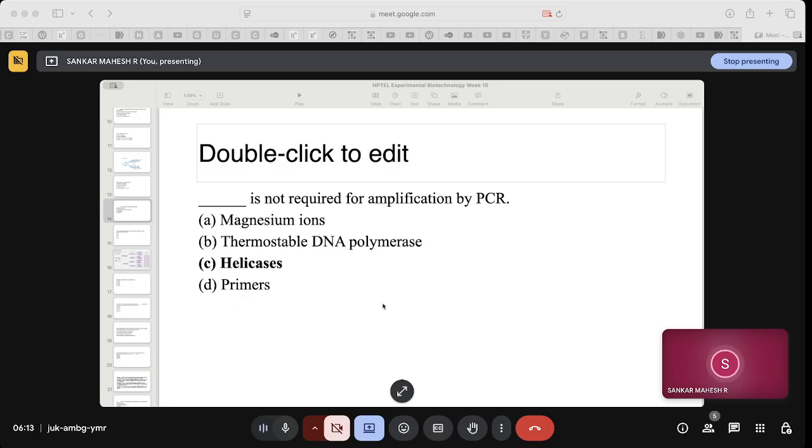So what do we do if we are not going to unbind DNA? Correct. Instead of using another enzyme called helicase, we can play around with the temperature, and at 95 degrees Celsius, we expect all these hydrogen bonds to be completely off. So the strands get separated and our primers can anneal. That is the logic. That's why helicases is not required for amplification by PCR. You're right. Good.